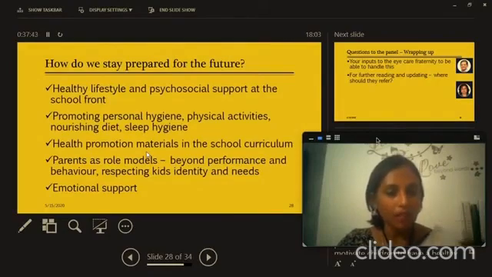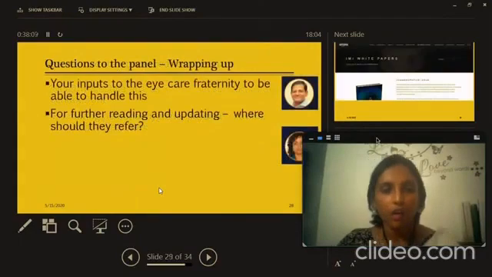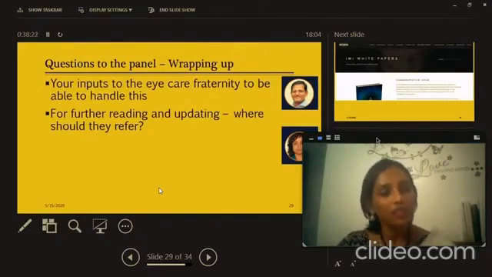It's going to be super important in the whole myopia epidemic spectrum, because when the school reopens and everything returns to normal, the academic pressure could increase more than ever. So now that people are aware of this, bringing in these promotion materials, parents as role models, and providing emotional support to all the involved stakeholders is super important. Now we are wrapping up here. So what are your inputs to the eye care fraternity in general, so that they can handle this whole thing more efficiently?